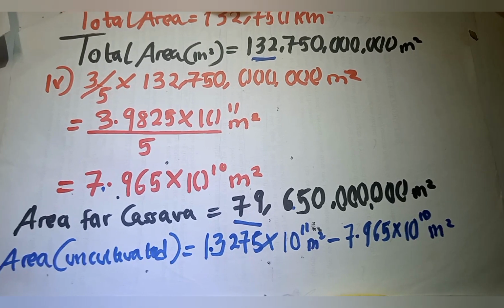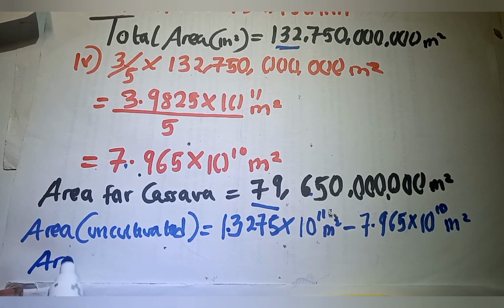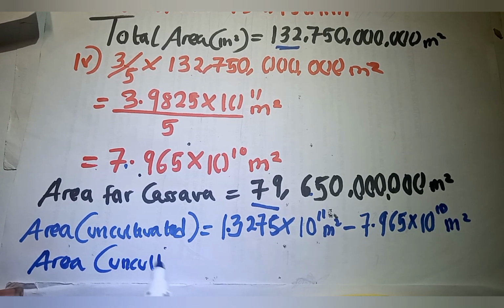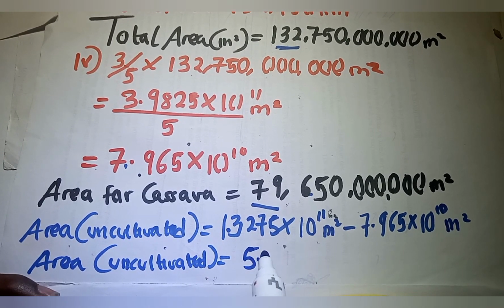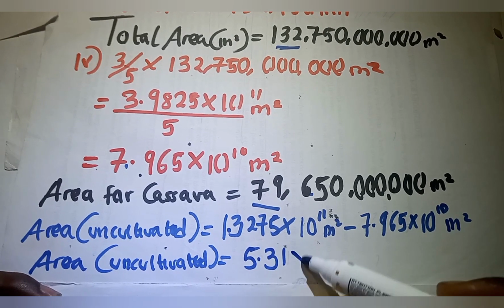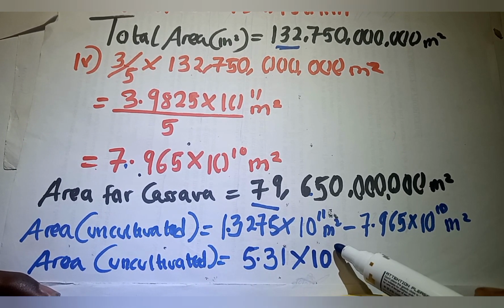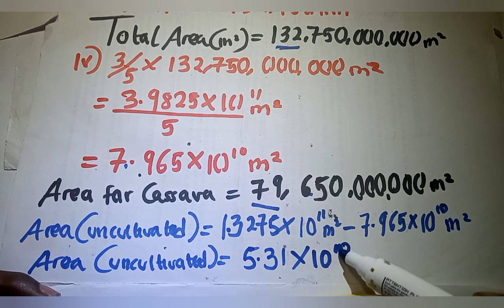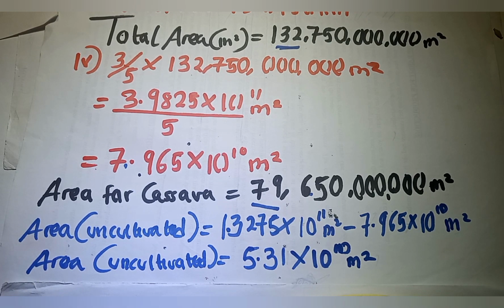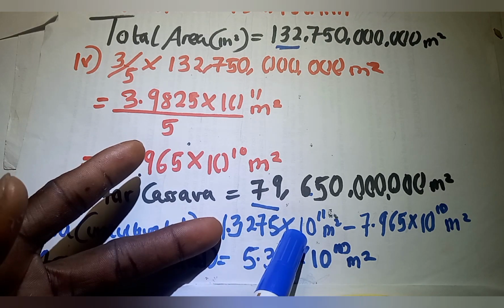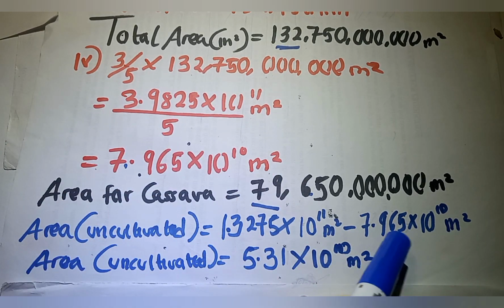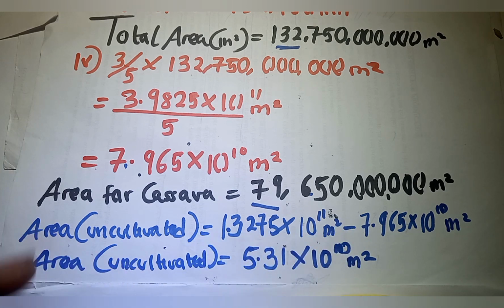If you subtract both, the area uncultivated is given by the subtraction. So I'm going to be having 5.31 times 10 to the power of 10. Don't forget, meter square. So this is the area that is left uncultivated. How do I get the area that is left uncultivated? This is the total area of the farm minus the area that they use for cassava production. That is how I got the area that is not cultivated.